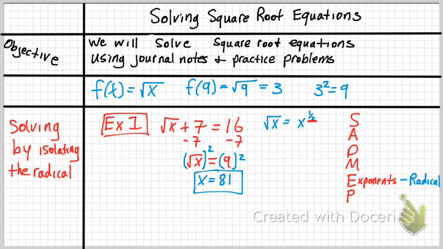Now, when we're working with our radicals, or our square root functions, we want to check every single solution that we get and make sure that it actually works. So let's go ahead and plug it back in. We have square root of x plus 7 is equal to 16, and we plug in 81, so the square root of 81 plus 7 is equal to 16, and we get that 9 plus 7 is equal to 16, and this is true, so we are happy right here.